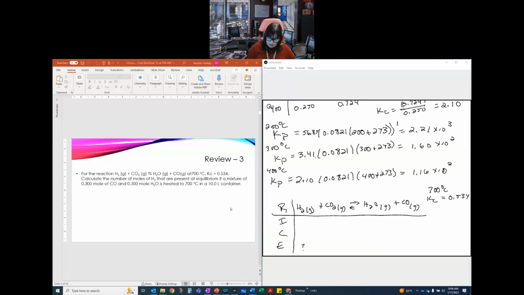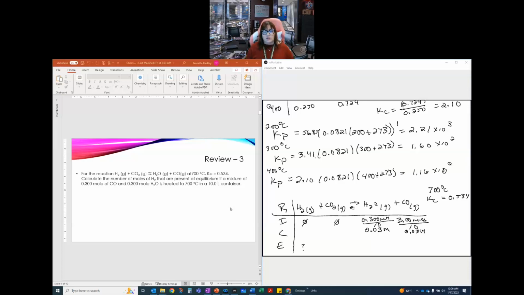If a mixture of 3.00 moles of CO and 0.300 moles of H2O are in a 10-liter container, each one of those concentrations is 0.3 divided by 10, so that's 0.03 molar, 0.03 molar. Notice that I don't have any of this listed and I don't have any of that listed.